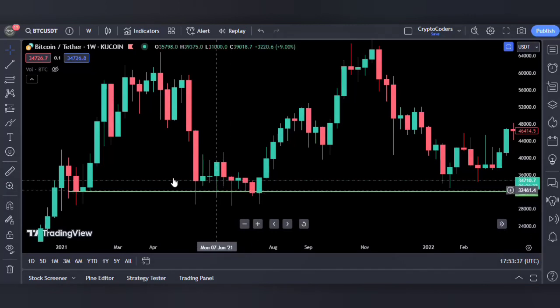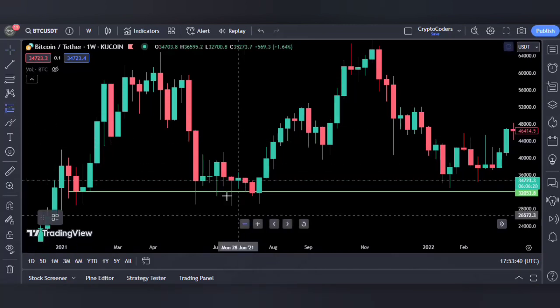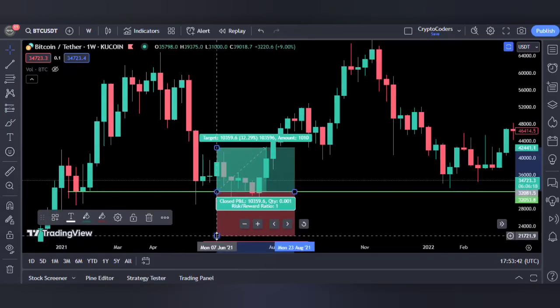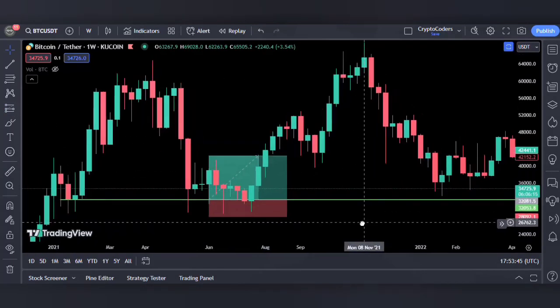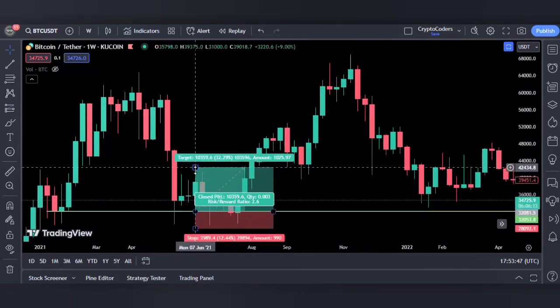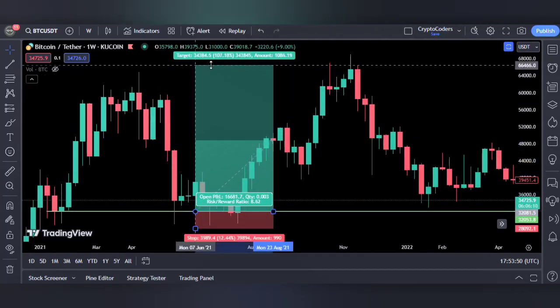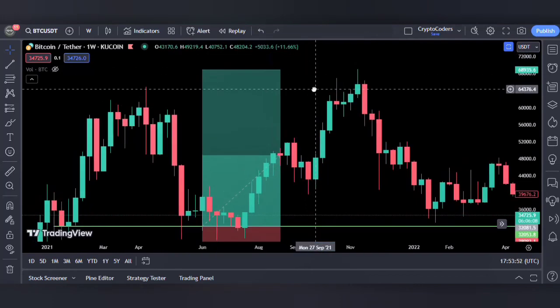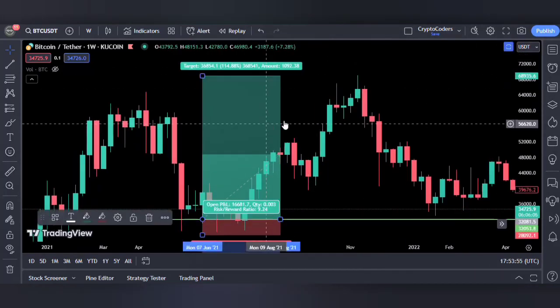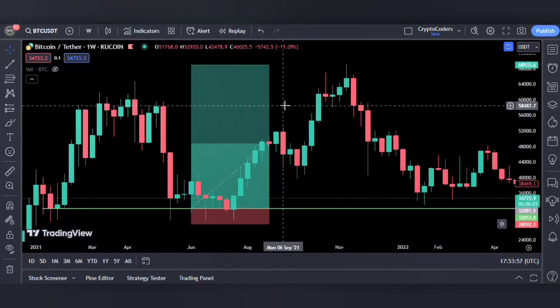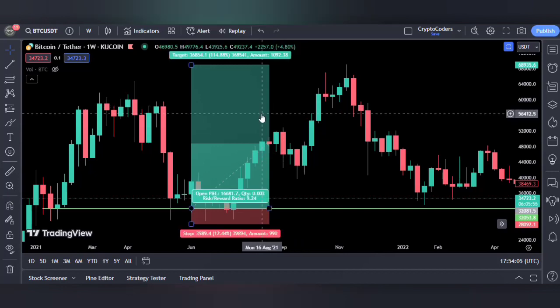So if you bought here, for example, wherever your stop loss was, the price went up about 115%. So that would have been an easy profit just by using the concept of support and resistance.